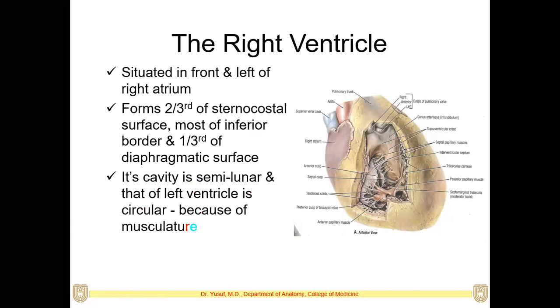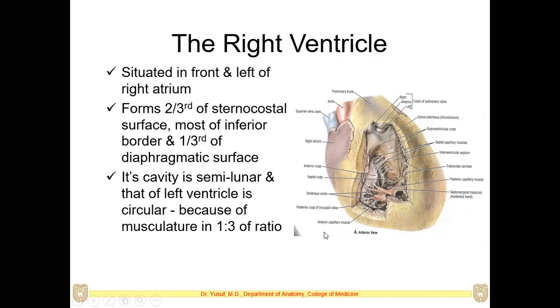If you see the cavity of this right ventricle, it is semi-lunar, half moon-like. This is just like this, half moon-like. That is called semi-lunar. And that of the left ventricle is circular. The left ventricle will be circular and it will be pushing its border into the right ventricle. So that's why it is semi-lunar.